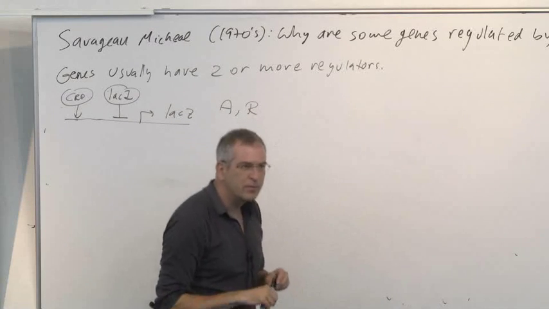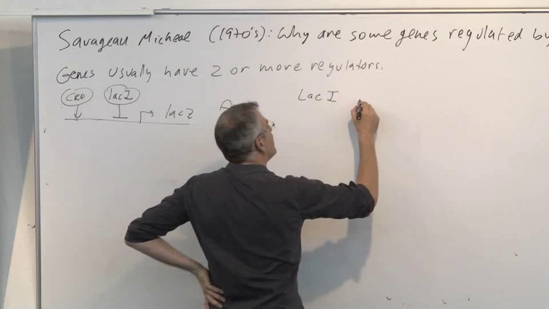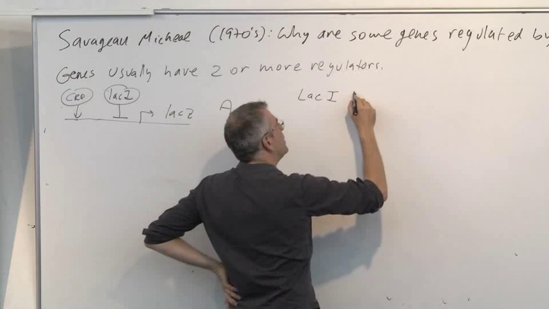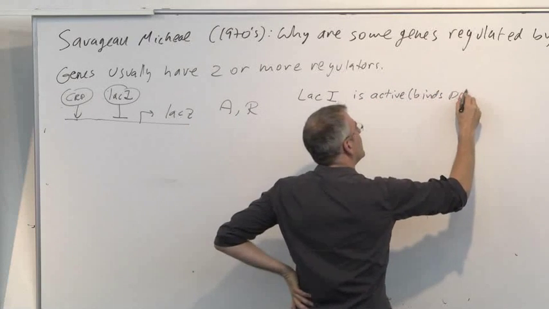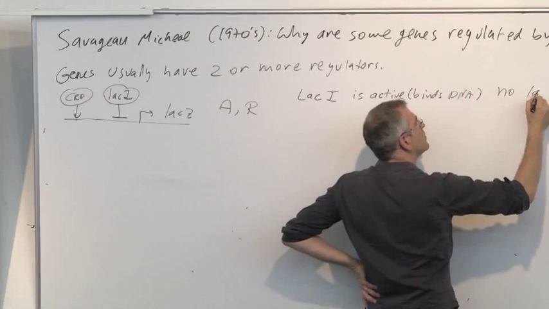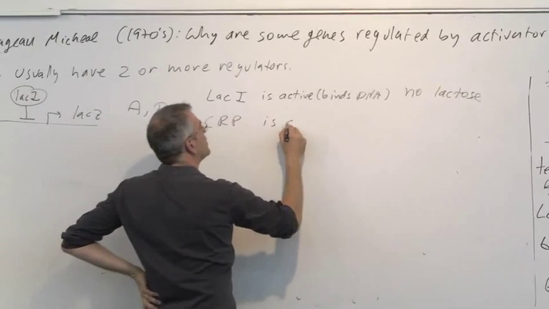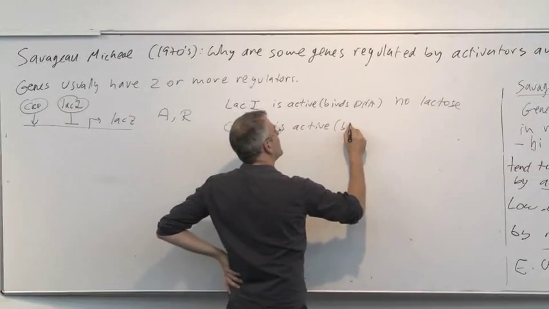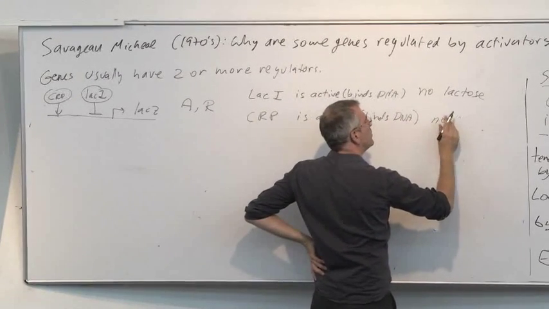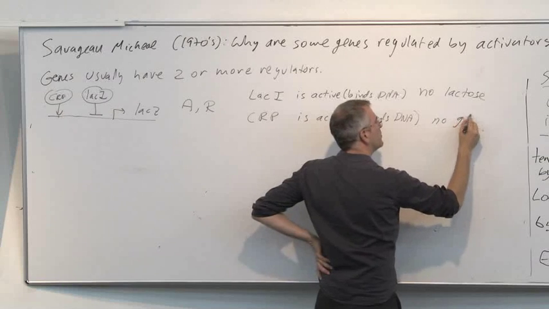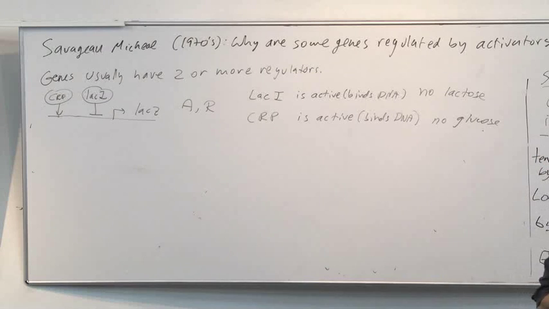What are the signals? They have two different signals. LacI is active, binds DNA, when there is no lactose. And CRP is active, binds DNA, when there is no glucose. So what's going on here is a system that needs to measure.